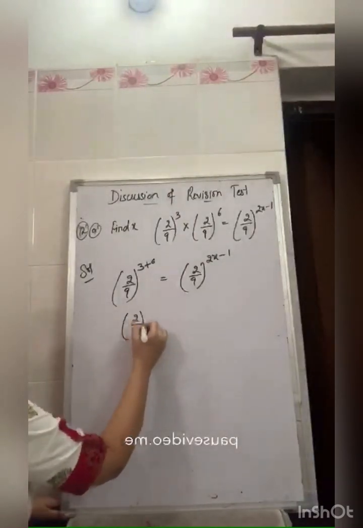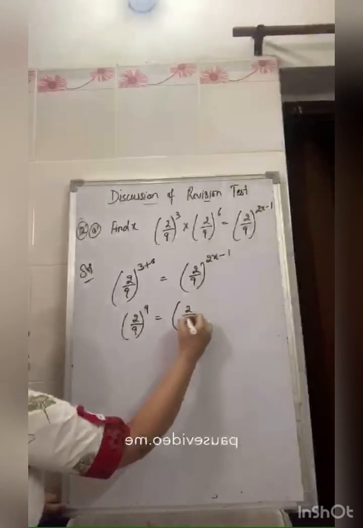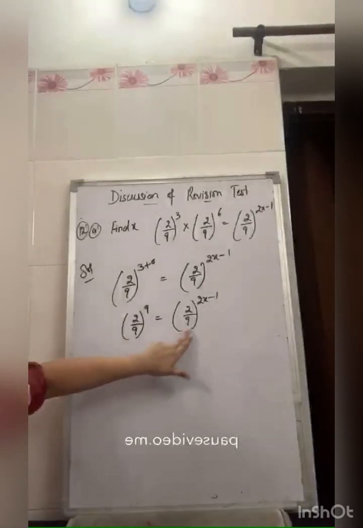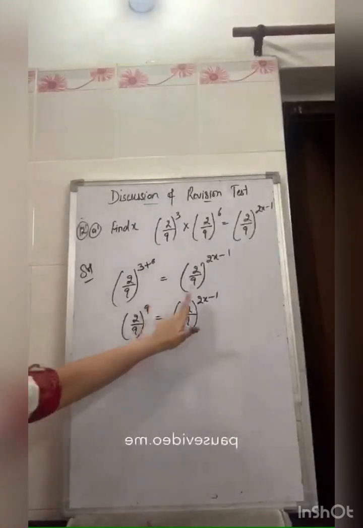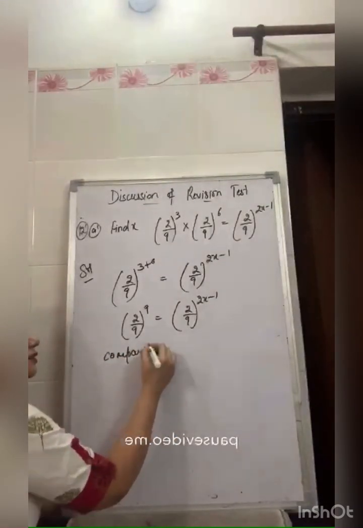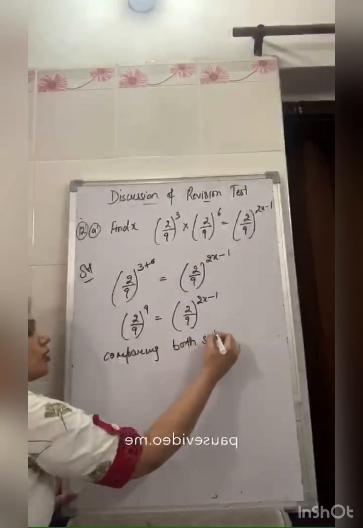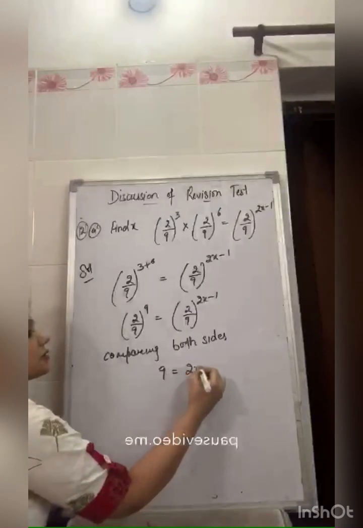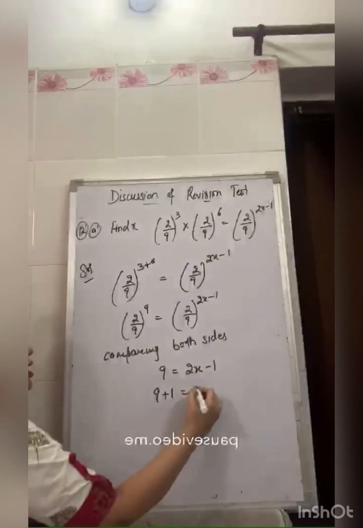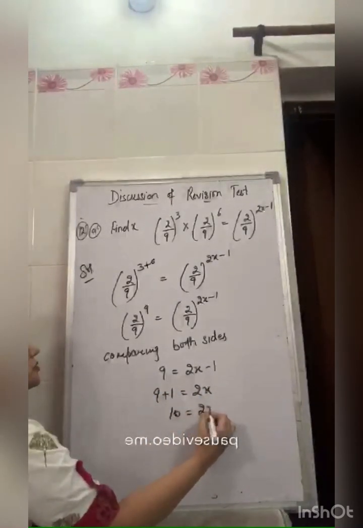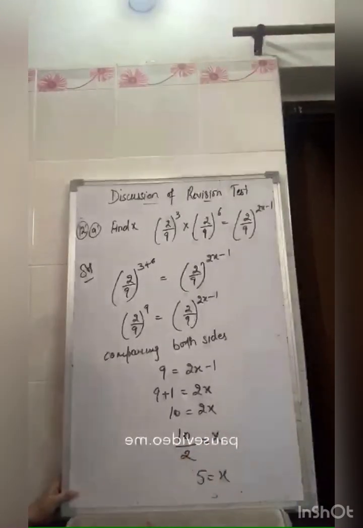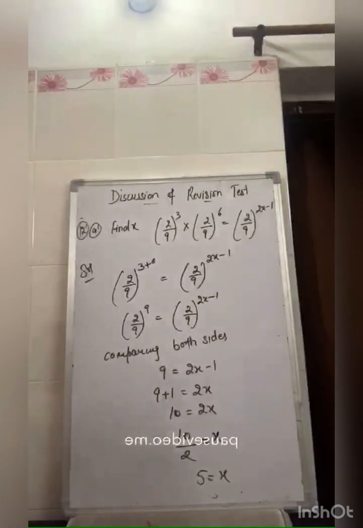So it will be (2/9) raised to power 9 is equal to (2/9) raised to power 2x minus 1. Now we can see the bases are equal on both sides. If the bases are equal, then the powers are also equal. So on comparing both sides, beta, we will write 9 is equal to 2x minus 1. This minus 1 will come on the left hand side. It will become 9 plus 1 is equal to 2x. 10 is equal to 2x. Then 10 divided by 2 is equal to x. So the answer is x is equal to 5.